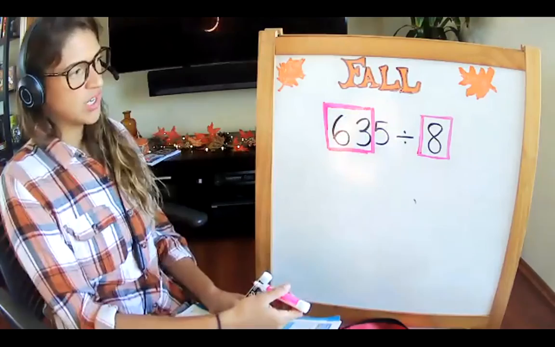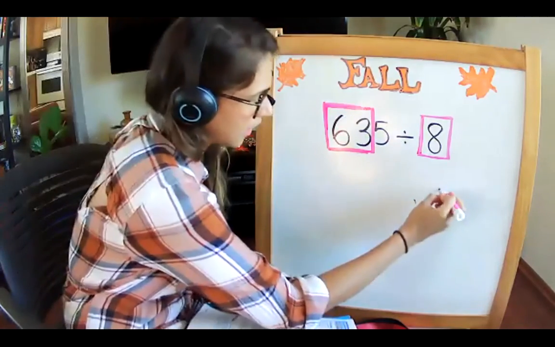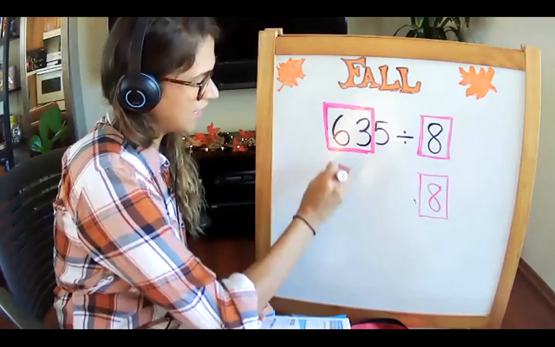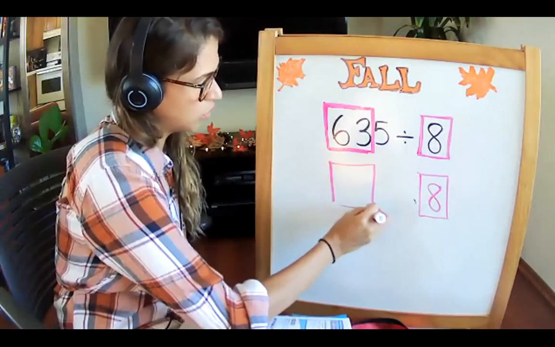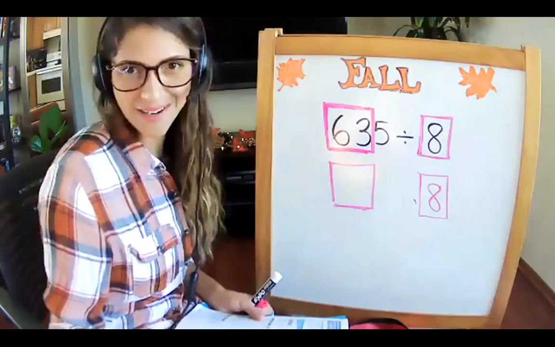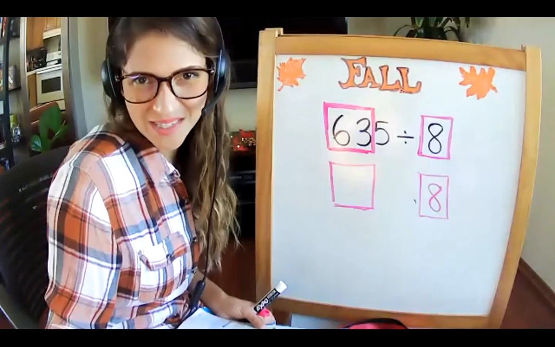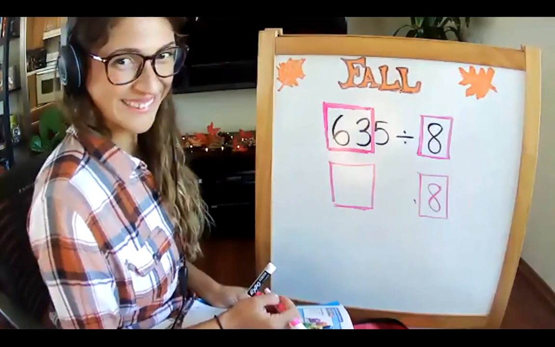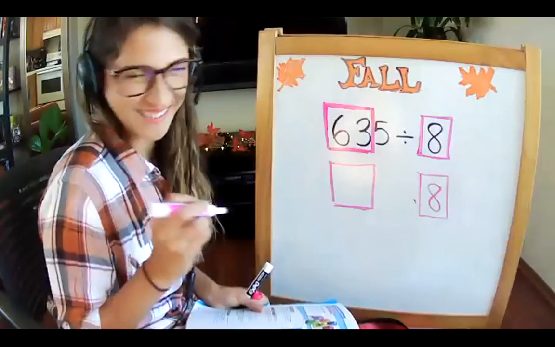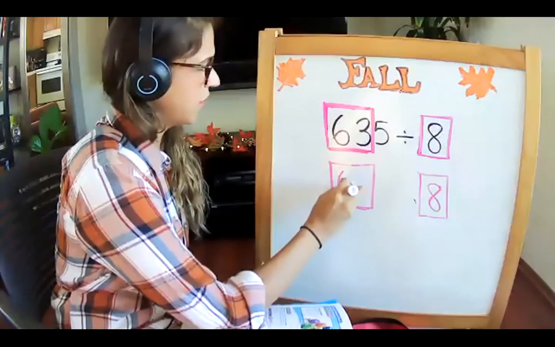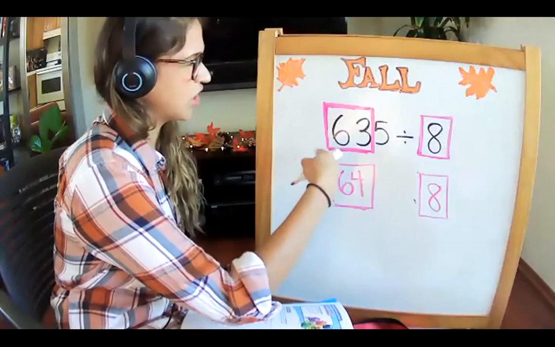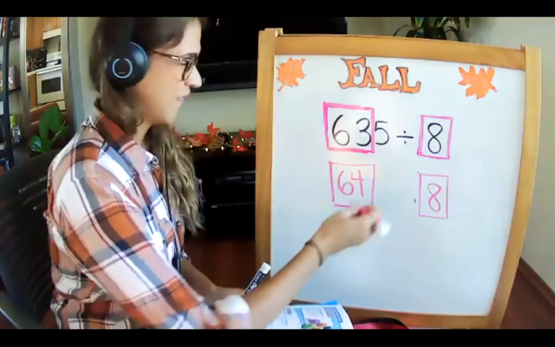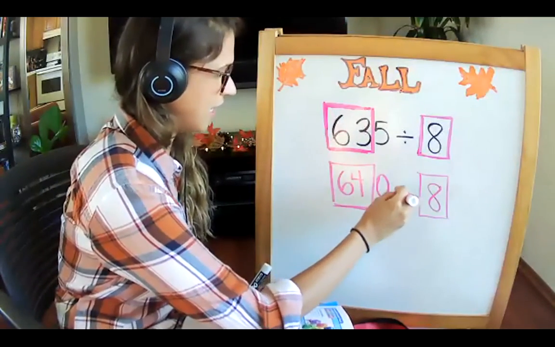What can we change that 63 to? We're working with our 8 times table. That's our basic fact. What in the 8 times table is close to 63? Zoe? 64. Beautiful, Zoe. But is it really a 64 that we're changing 635 to? No. What are we changing it to? 640. Add on that 0.